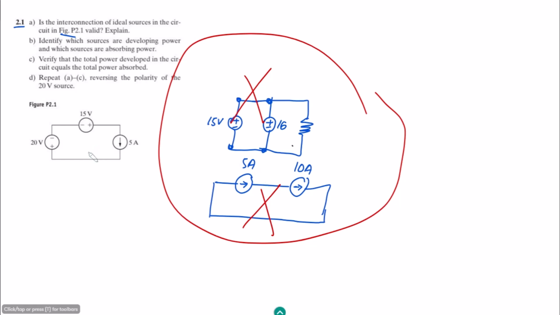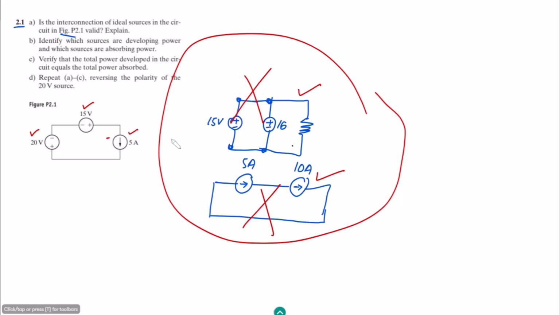Looking at this circuit, there is nothing like this. This is a voltage source, this is a voltage source, and both are connected in series with each other, which is a valid combination. It doesn't violate either of those conditions. Similarly, this current source is connected in series with these two voltage sources, and this is the only current source here. So the current through this branch is 5 amperes. Therefore this is a valid electric circuit. That is the explanation for part A.